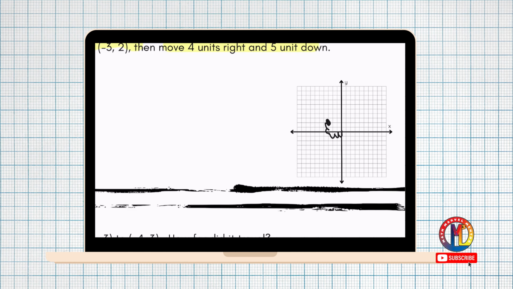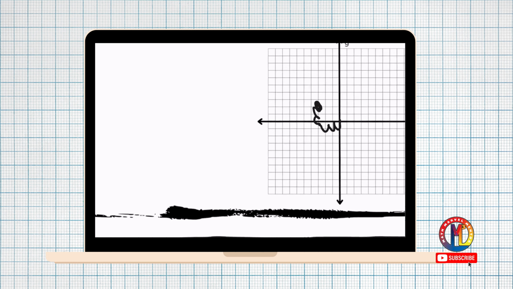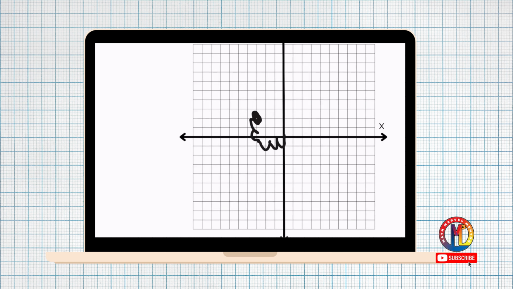And then I'm going to move 4 units. I'm going to write this right up here so I can zoom in even more. 4 units to the right and then 5 units down. So we're going to go to the right and then down. Okay, so from here I'm going to go 4 units to the right, 1, 2, 3, 4, and then 5 units down, 1, 2, 3, 4, 5. And so that would be my next point, and now we have to label what that is.